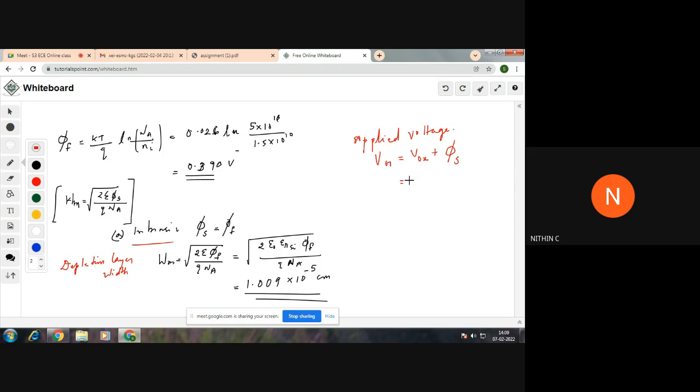How will you find the value of V oxide? As we did earlier, it is minus Q divided by COX plus phi S. QS can be written as minus QNA W. We did this earlier. You can do that. QS is equal to minus QNA WM.